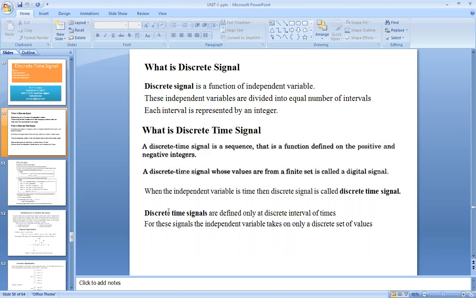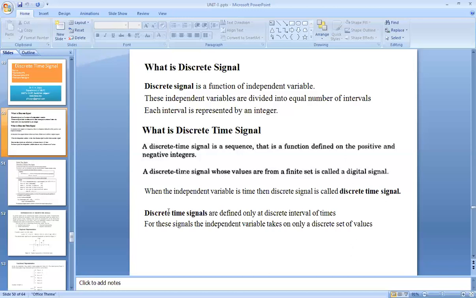Over the coordinate system, on the x-axis n is represented and on the y-axis x of n is represented. That's why the value of n may be positive or negative, and similarly the discrete time signal, represented by x of n, has positive integers as well as negative integers. Now, a discrete time signal whose values are from a finite set is called a digital signal.